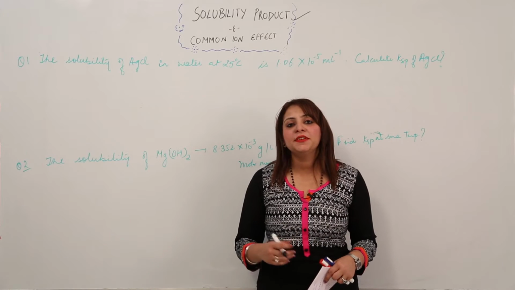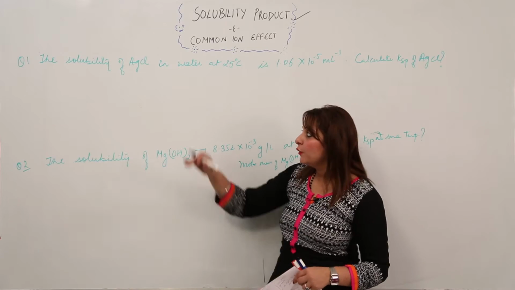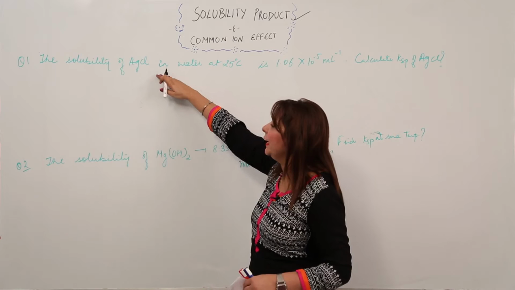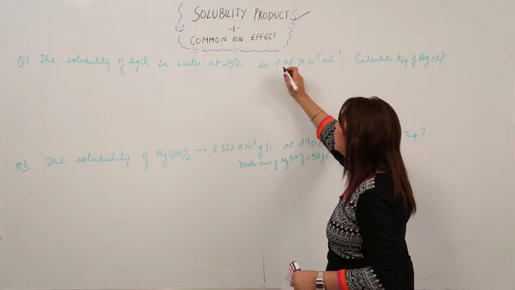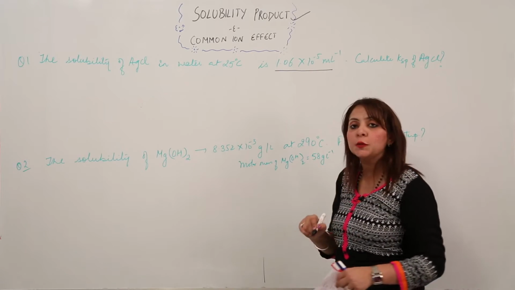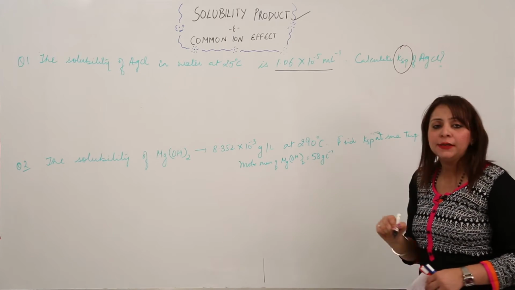Now we'll be taking up a few practice problems based on the solubility product, right? So the first question here is: the solubility of AgCl in water at 25 degrees Celsius is 1.06 into 10 raised to the power minus 5 moles per liter, right? And what do we have to find? We have to find the solubility product, right?